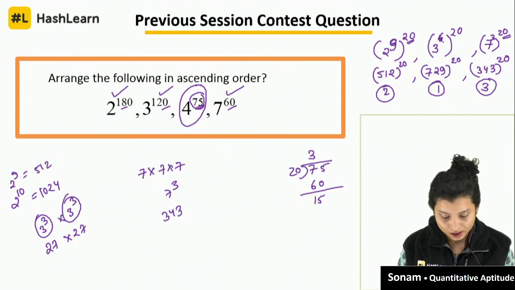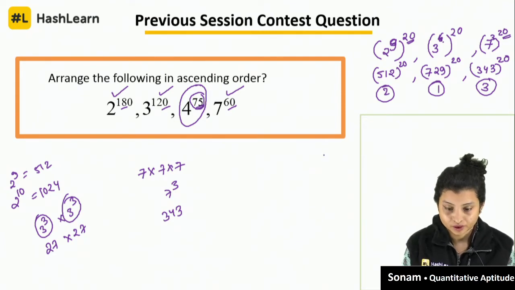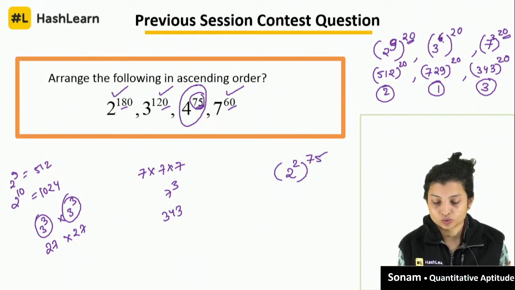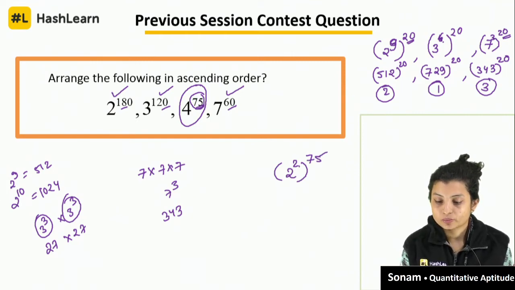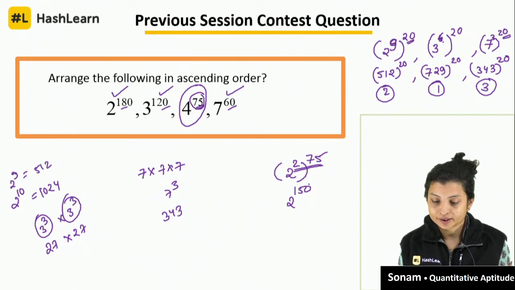Or otherwise, a better way of doing it is, first I will try to make 2 power 2, 75. 4 I can write as 2 square, right? So this is 2 power 2 bracket 75, and then this has to be multiplied. And now I can try to make it 20.